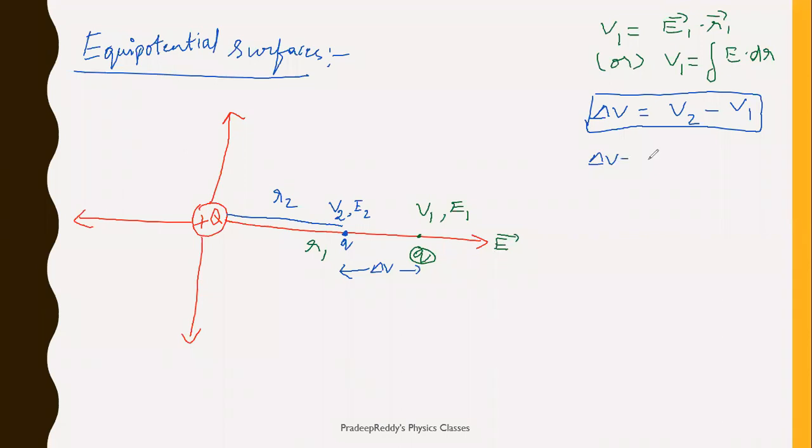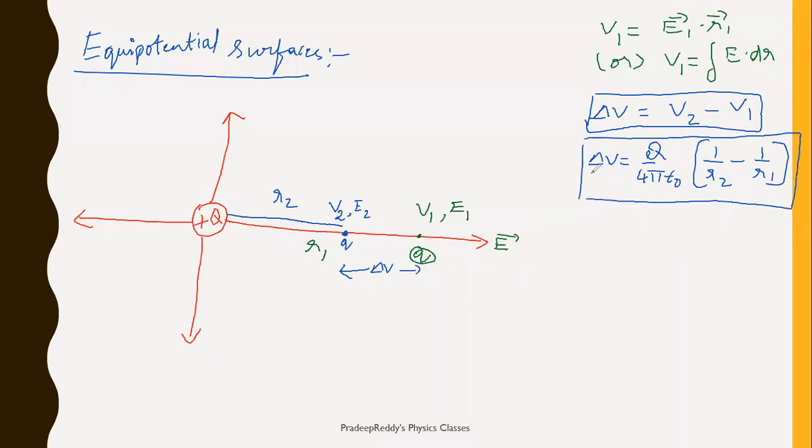So simply substitute the V1 and V2 values here, and you will get the potential difference delta V equal to 1 by 4 pi epsilon naught, capital Q as it is here, because we are finding the potential due to this capital Q charge, and the separation term is 1 by R2 minus 1 by R1. This is the mathematical expression for potential difference. You need to remember that.